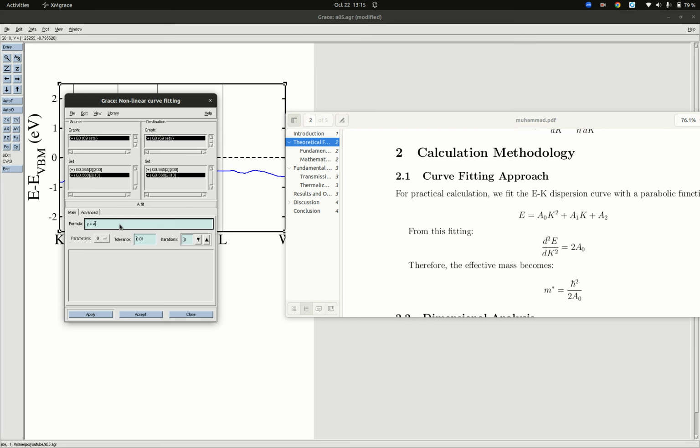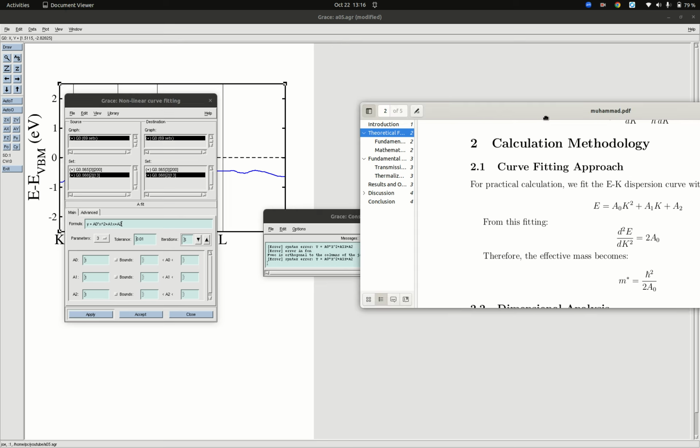So basically the formula is a0 multiplied by x squared, plus a1 times x, and then plus a2, and then select the parameters. We have three here: a0, a1, a2, so it's 3, and just apply here.